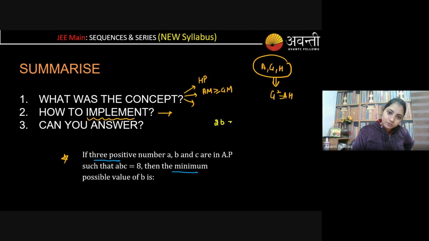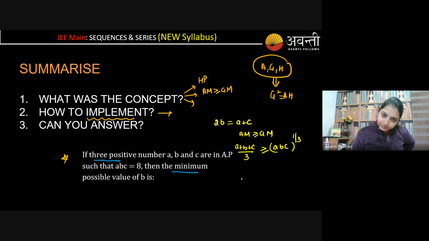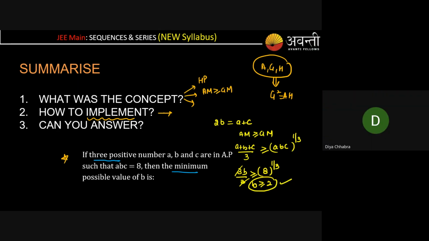You got the idea that 2B is equal to A plus C, right? Yes, ma'am. If three numbers are there, then you can say AM is greater than GM. So (A plus B plus C) divided by 3 must be greater than or equal to (ABC) raised to power 1 upon 3. Remember? Then A plus C is 2B. So 3B divided by 3 must be greater than or equal to 8 raised to power 1 upon 3. 3 and 3 cancel. So B must be greater than or equal to 2. So it means minimum value of B is 2.